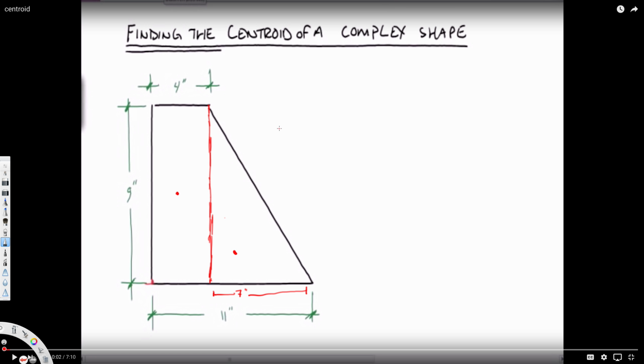And to find the centroid, we have to know the equations: x bar is equal to sigma Ax over sigma A, and y bar is equal to sigma Ay over sigma A. So these are the things we need to know. Now we list everything. Let's say this is part 1, this is part 2.